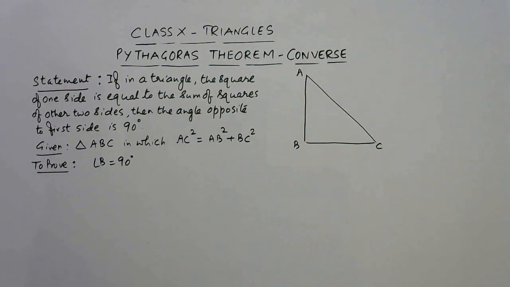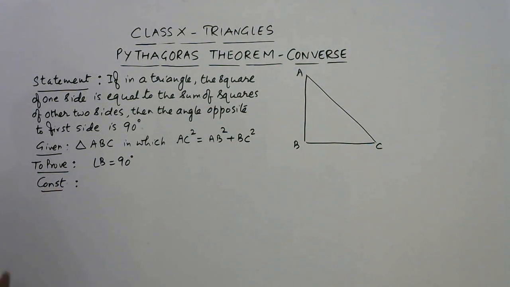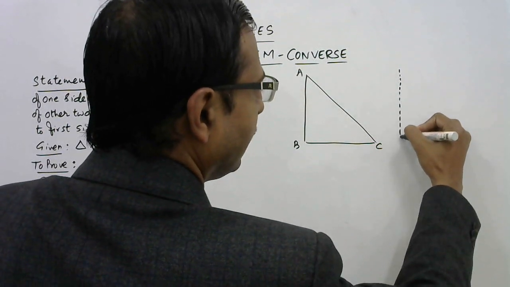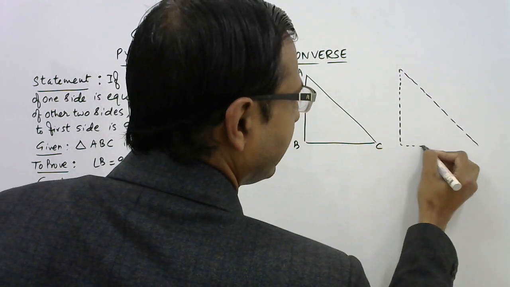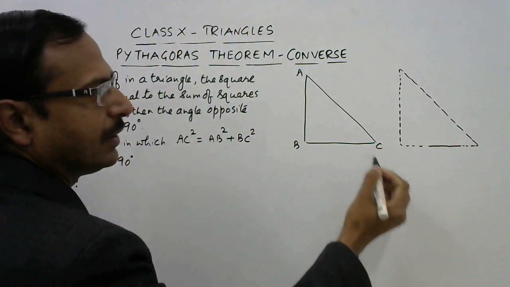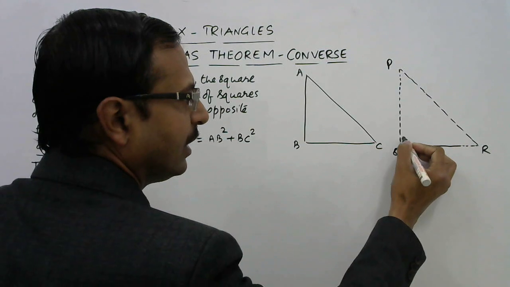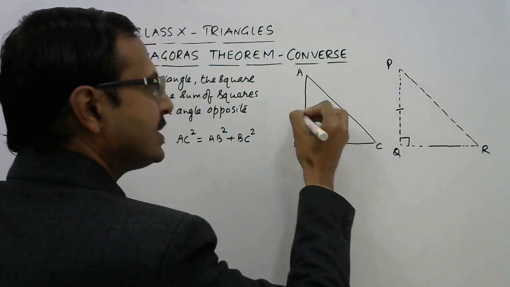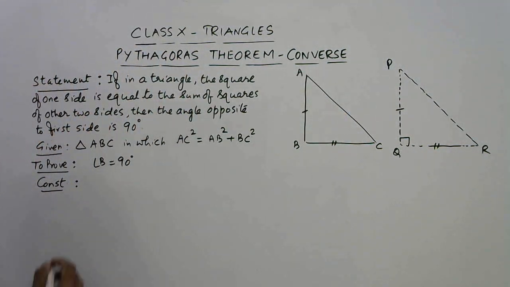As in the case of all theorems, we have to do some construction in this theorem also. So let's see the construction part. For the construction, I will draw exactly the same triangle. This triangle will be dotted because all constructions are done in dotted lines. I'll call this triangle PQR. I have drawn this triangle with angle Q as 90 degrees, PQ equal to AB, and QR equal to BC.